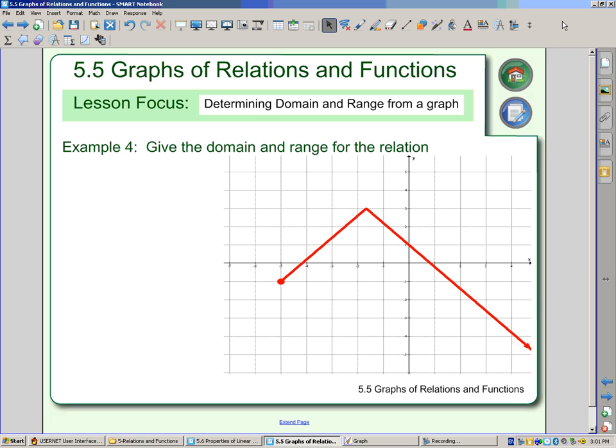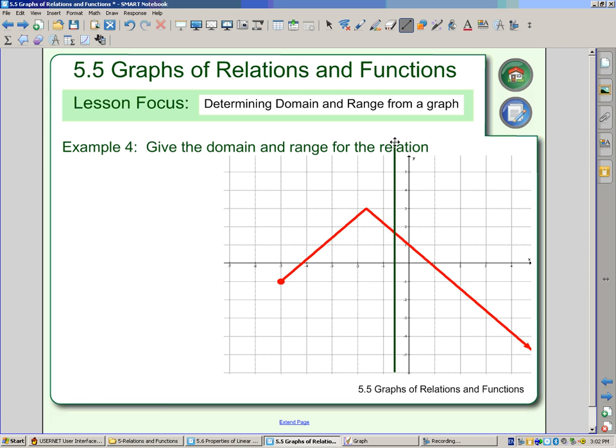So here I just added in another example. You probably don't have this one in the notes I gave you on Friday. And I'm asking you to determine the domain and range for this relation. Now, I'm really curious, first of all, is this a function? So I'm going to do a little vertical line test.